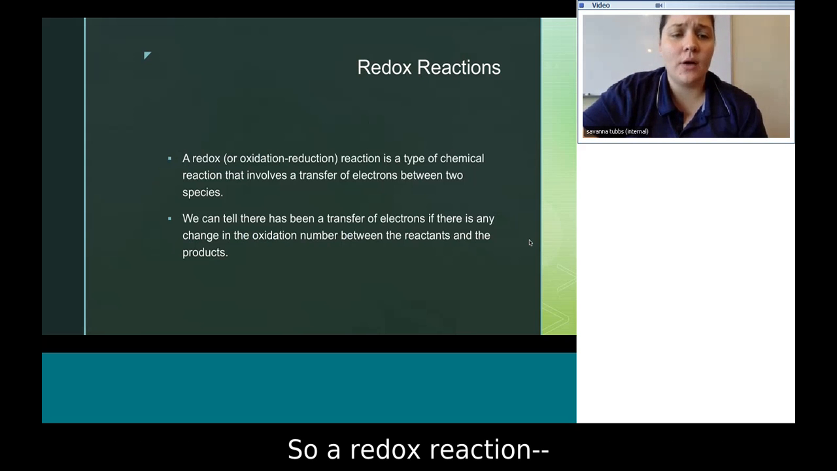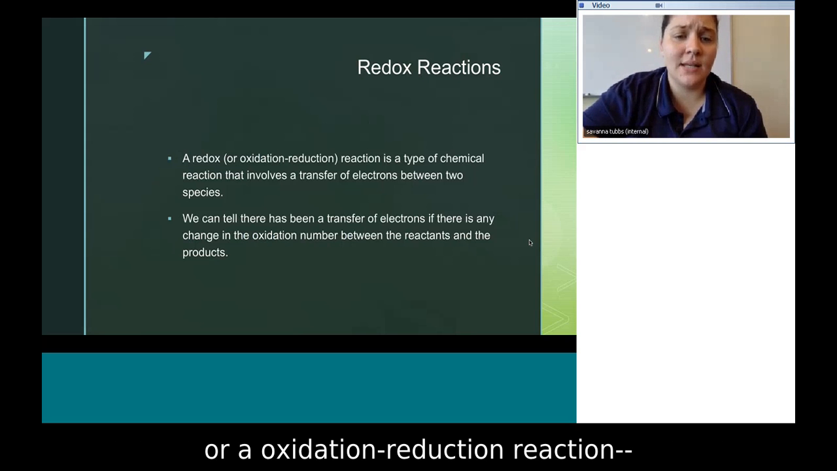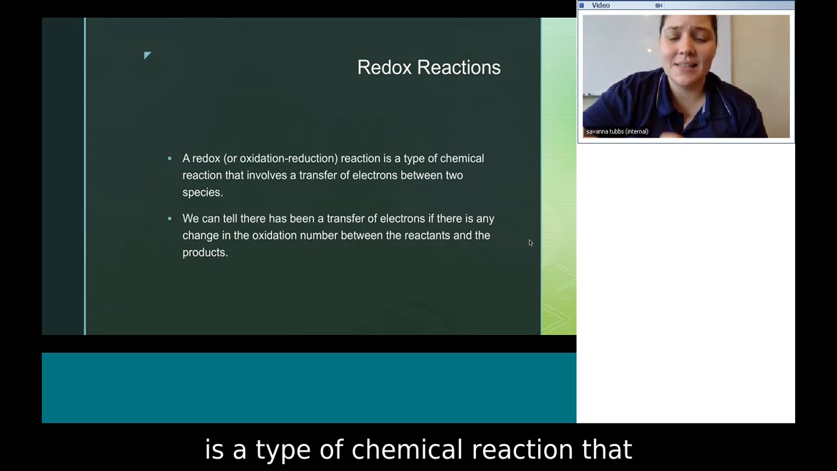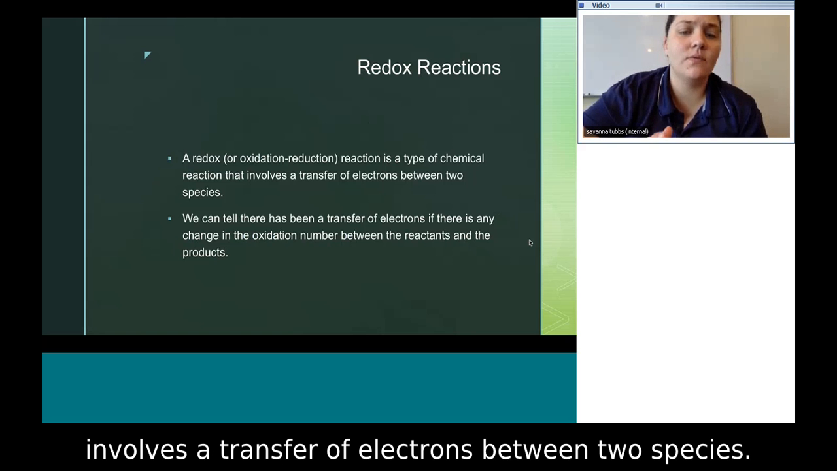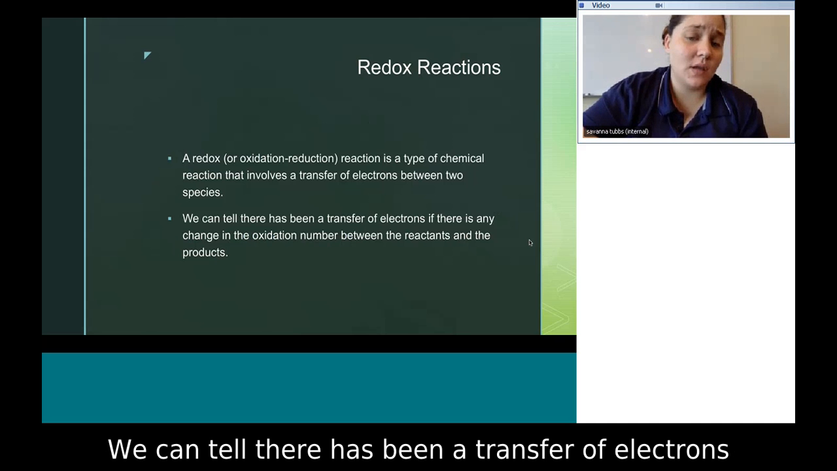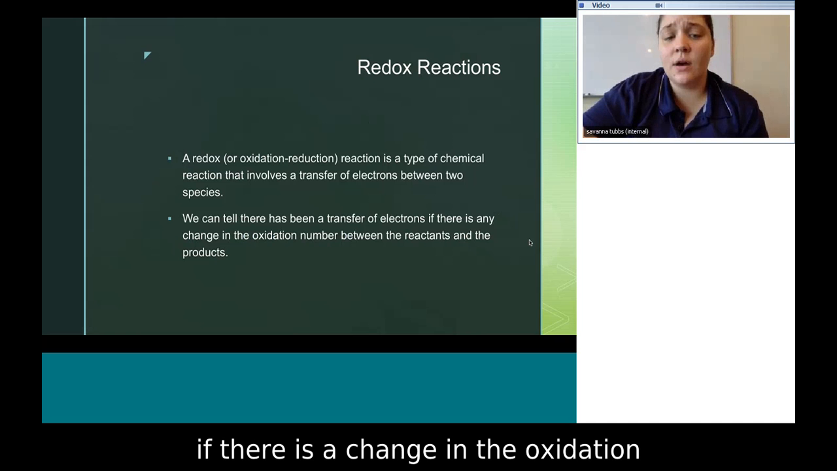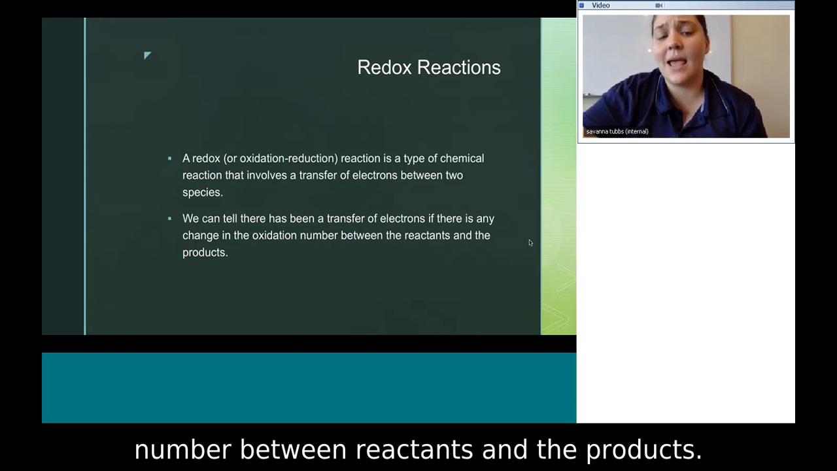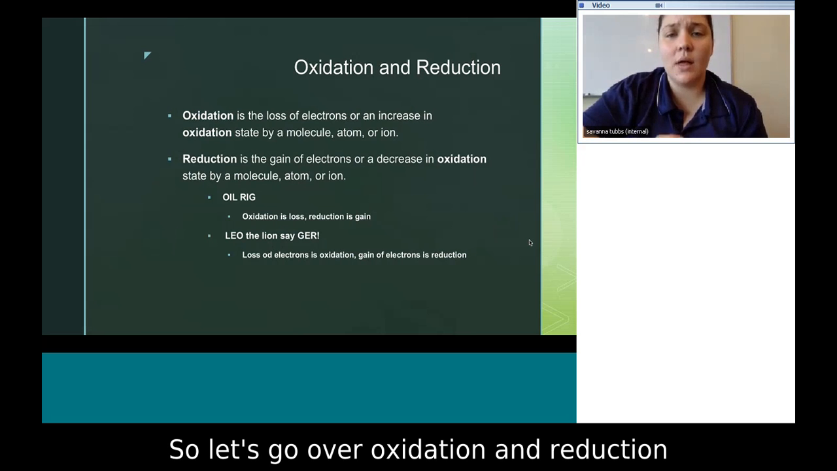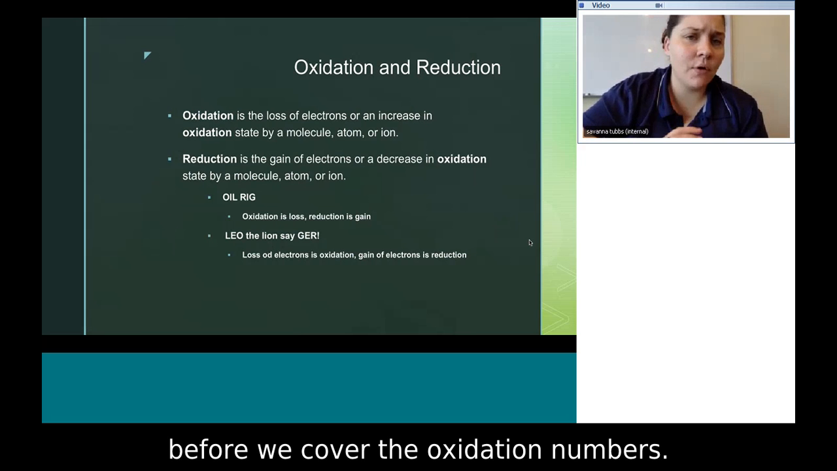So a redox reaction, or an oxidation-reduction reaction, is a type of chemical reaction that involves a transfer of electrons between two species. We can tell there has been a transfer of electrons if there is a change in the oxidation number between the reactants and the products. So let's go over oxidation and reduction before we cover the oxidation numbers.